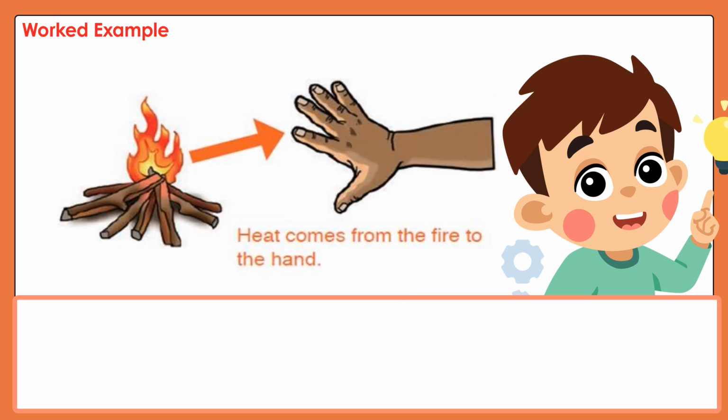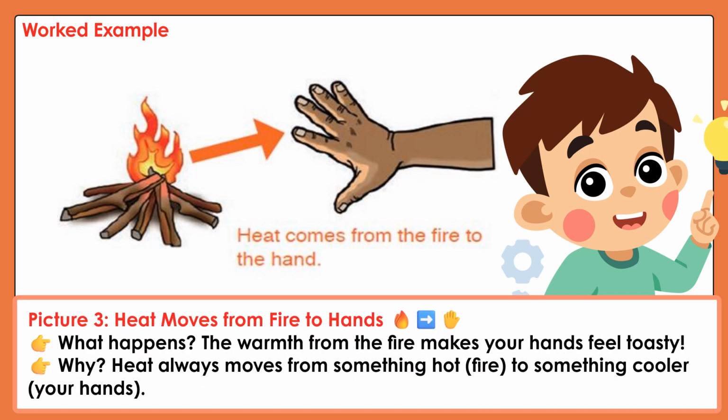Picture number 3. Heat comes from the fire to the hand. What happens? The warmth from the fire makes your hands feel toasty. Why? Heat always moves from something hot, like fire, to something cooler, your hands.